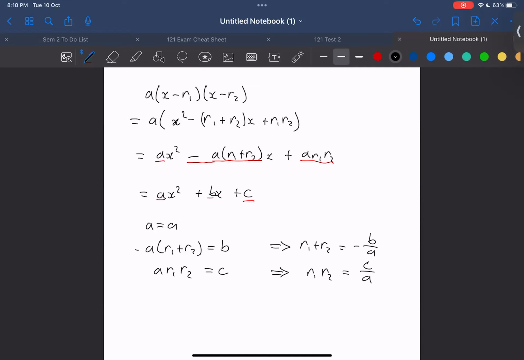So that's quite useful. This gives us quite a good relationship between the roots. You can find the sum and the product only by looking at the expanded version of the quadratic, right? So if you had something like 3x squared.